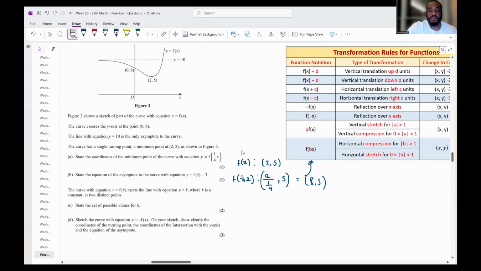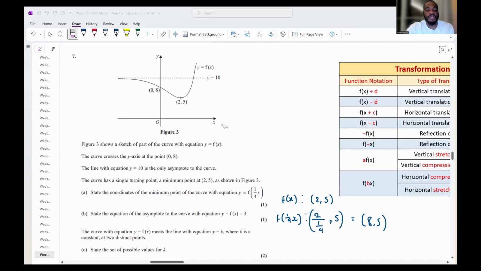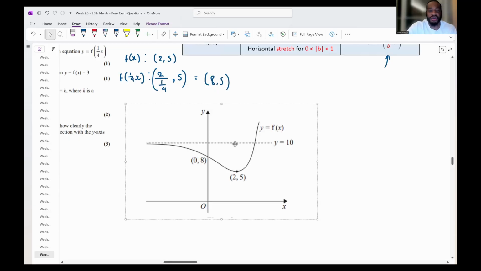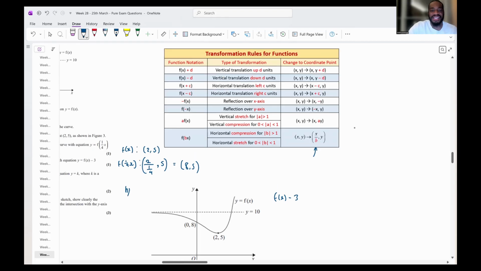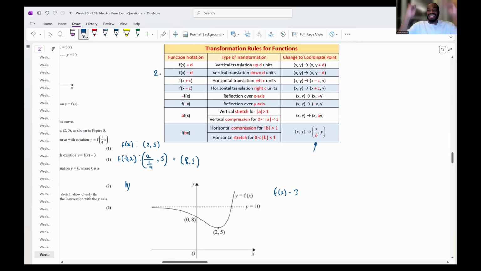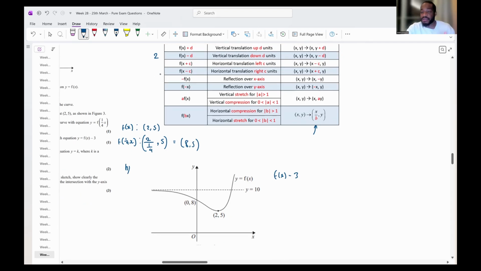Yeah? Good stuff. Part B says state the equation of the asymptote of the curve of equation y equals f of x minus 3. So this is the graph here. Again, it's just a matter of asking yourself what transformation they are asking you for. Part B is f of x minus 3. Which graph transformation is that? It's quite clearly the second one, right? What happens to your graph? It's just a vertical translation down by d units. So everything drops by d, right? In this case, it's going to be dropping by 3. And that includes any asymptotes as well.